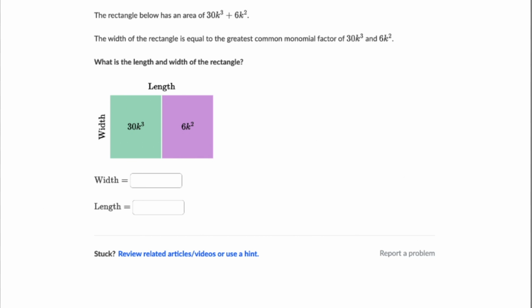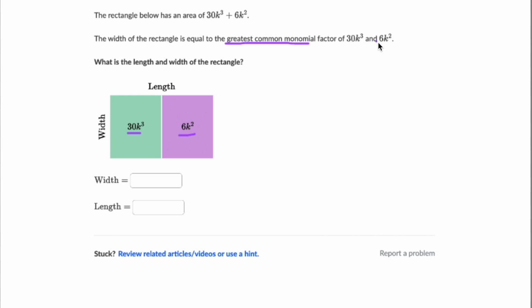Hello guys, today we're going to be doing factorization using an area model, and I got this example off Khan Academy. The problem says the rectangle below has an area of 30k to the power of 3 plus 6k to the power of 2. It also says that the width is equal to the greatest common factor of both of these values. Sometimes you may be a little confused and wonder what that means.